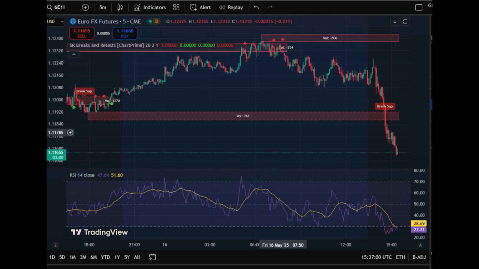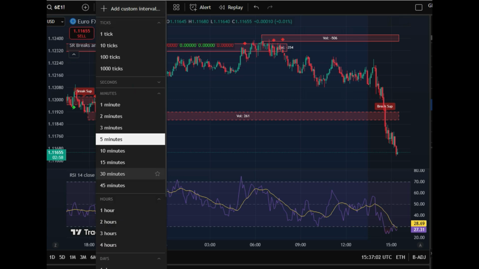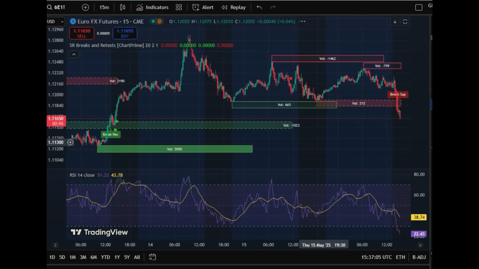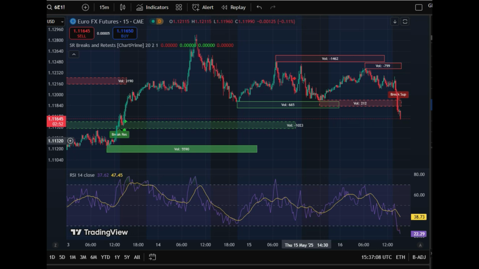Now, what is the interesting part of this? Imagine that you trade, for example, on a 15-minute chart, and you reach, for example, this support here.